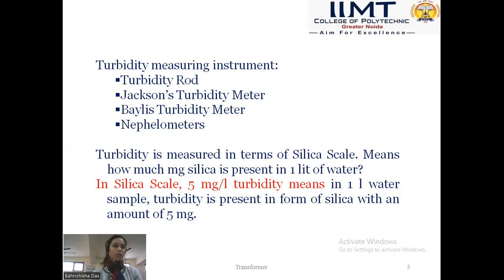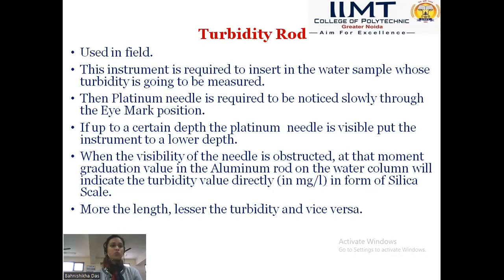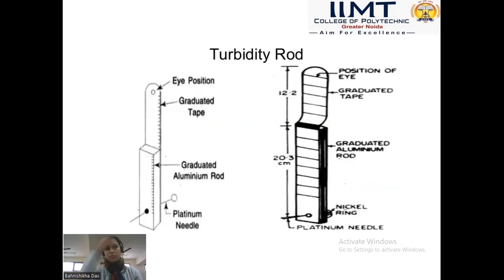Talking about its measurement, turbidity is measured by various instruments, which include the turbidity rod, Jackson's turbidity meter, Baylis turbidity meter, and nephelometers. The turbidity rod is generally used in the field for measuring the turbidity of water. We can directly measure the turbidity from the source if we use the turbidity rod. Let me show you the instrument. Basically, it's a graduated aluminum rod which is inserted into the water whose turbidity we want to measure.